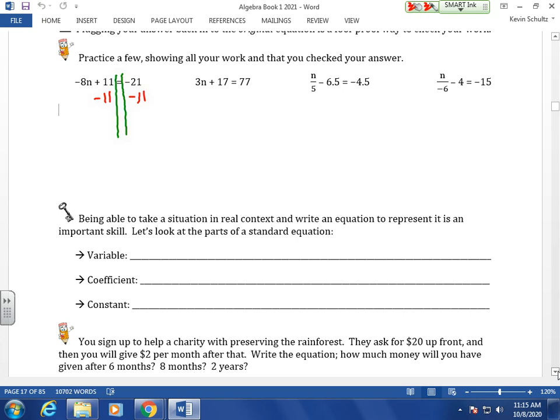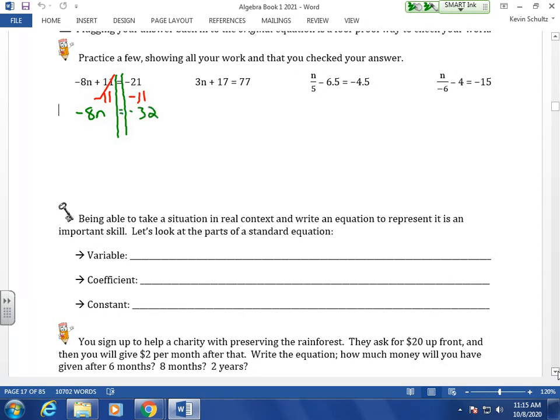What happens when you have positive 11 and you subtract 11 from it? Okay, Elise, they cancel out. You get 0, right? Yeah, so all you're left with on the left side of your equation, or your railroad tracks, is that negative 8n. And then on the right side, as Thumper said, negative 21 minus 11 equals negative 32.